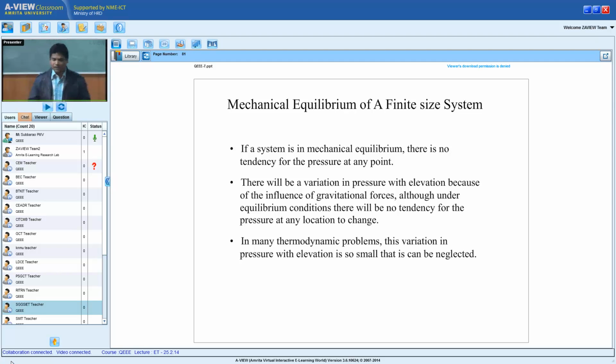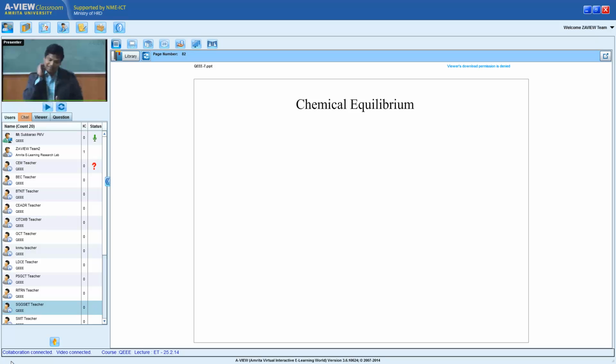In many thermodynamic problems, the variation in pressure with elevation is so small that it can be neglected. If I take atmospheric pressure, because the density of air is so small, even for a kilometer of height I don't say that the pressure is changing much. But in water, over even more than 2 meters, the pressure below is different from the pressure on top, depending on the density. So you need to state everything; there is a conditional requirement.